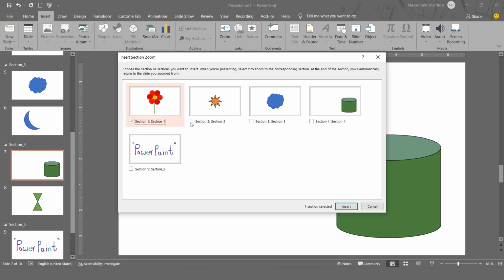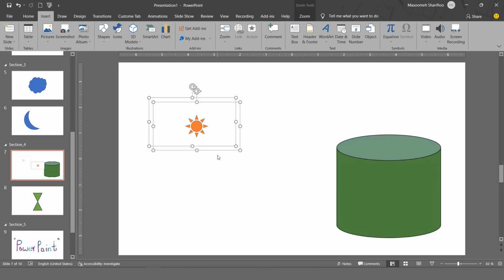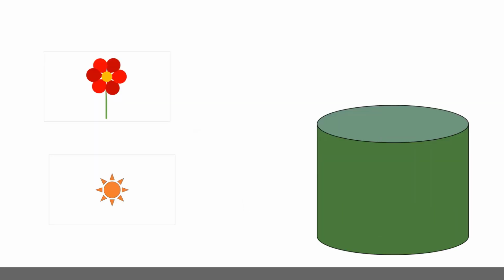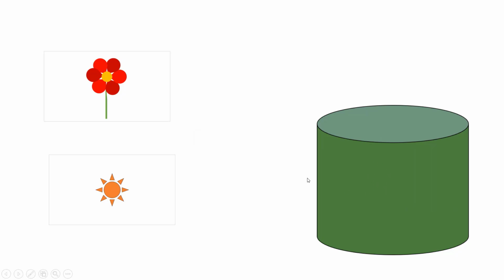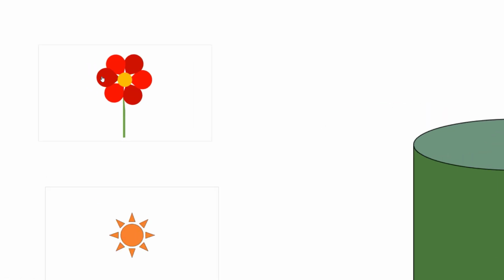I select sections 1 and 2 and click on Insert, and now sections 1 and 2 that I selected were added into the slide. It now looks like this. If I have a simple click, it will show the next slide of that section. But if I want to link to another section, I can click on the related section here.